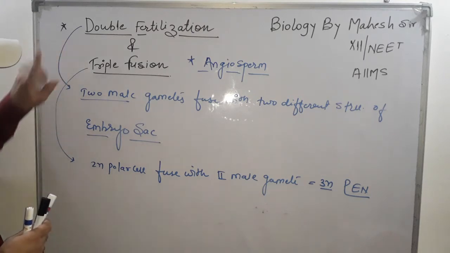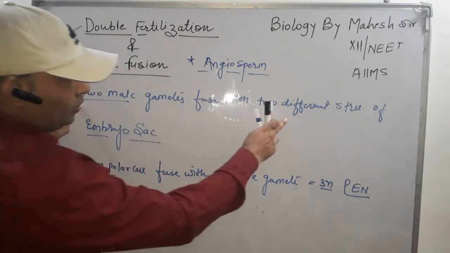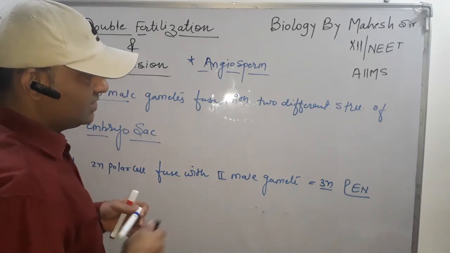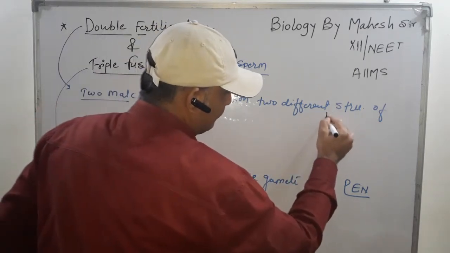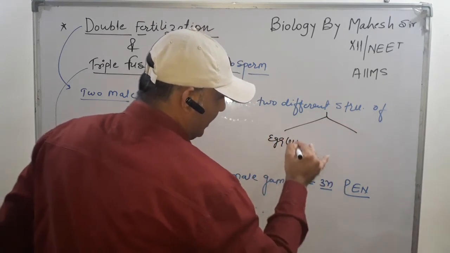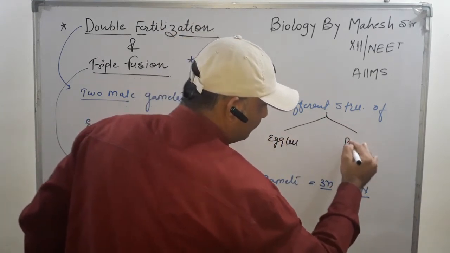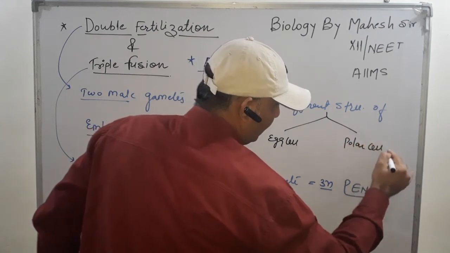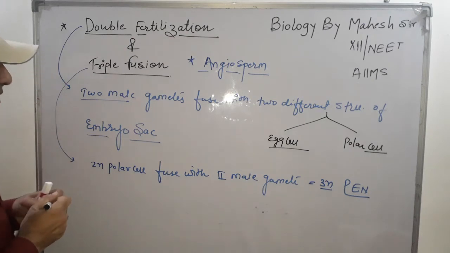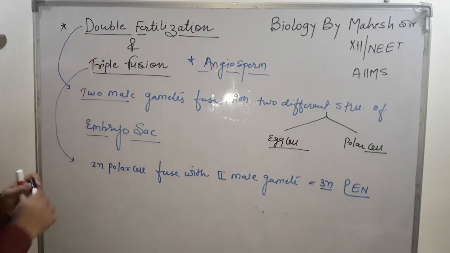Double fertilization means the two male gametes fuse with two different structures. Which are the two different structures? The first structure is the egg cell, and the second structure is the polar cell or polar nuclei. So two different structures fuse with two different gametes. That time it is called double fertilization.